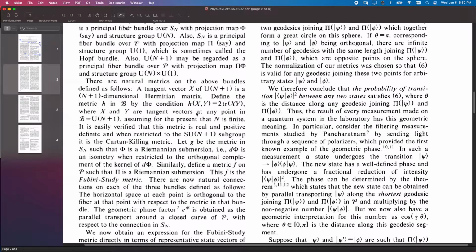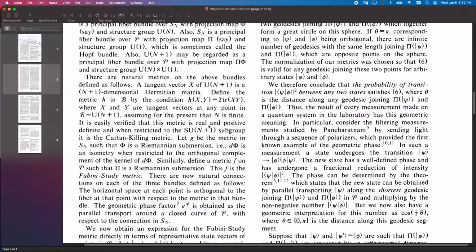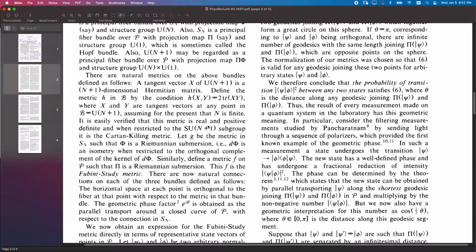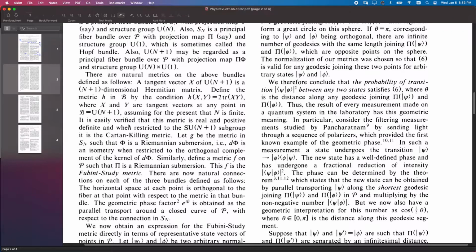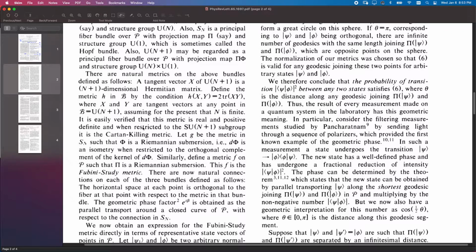Okay. Assuming for the present that n is finite, it is easily verified that this metric is real and positive. Okay, makes sense. I mean, from experience, I think that makes sense. And when restricted to the special, I know S is for special, SU n plus 1 subgroup, it is the Cartan-Killing metric. It's very violent.